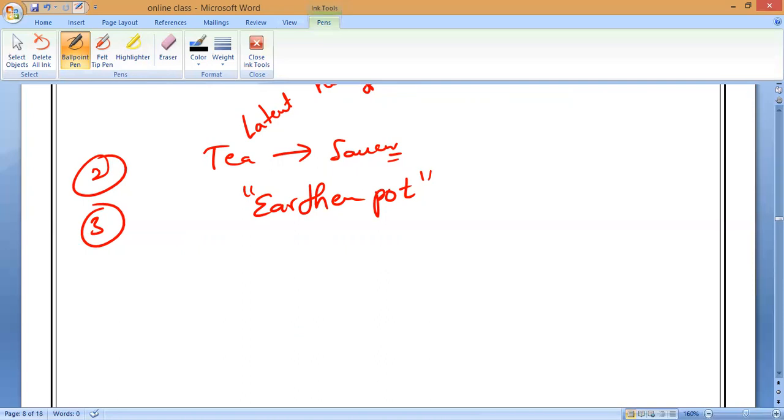Anybody can tell me? The earthen pot is made up of what? That is what I want first. Clay. It is made up of extremely small particles of clay. Yes or no, guys? Clay is what is present in the earthen pot. Now, if you notice here, let me take one earthen pot.